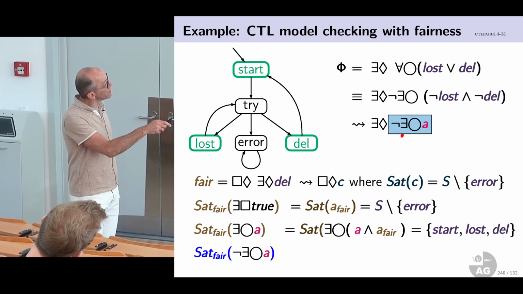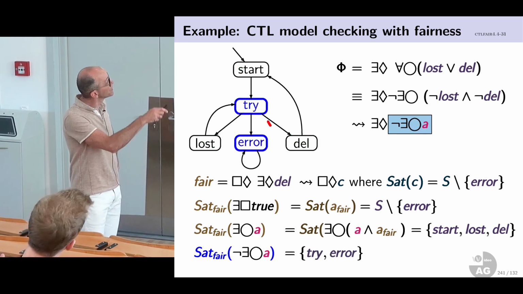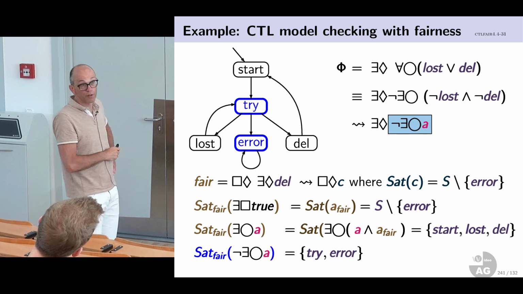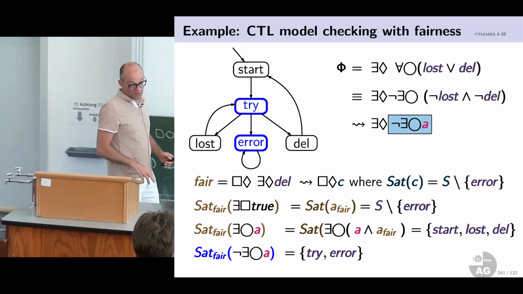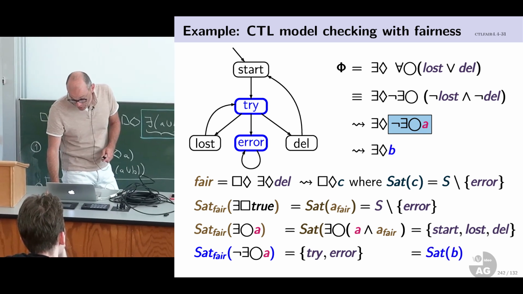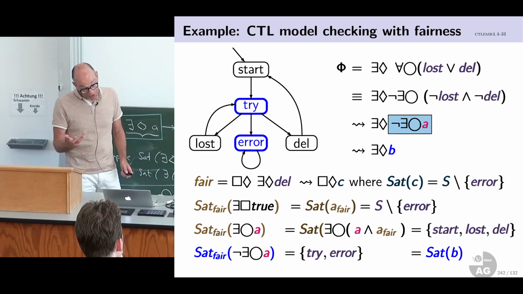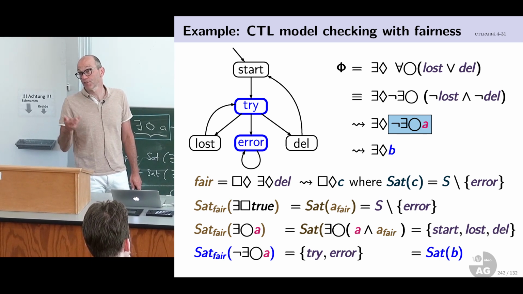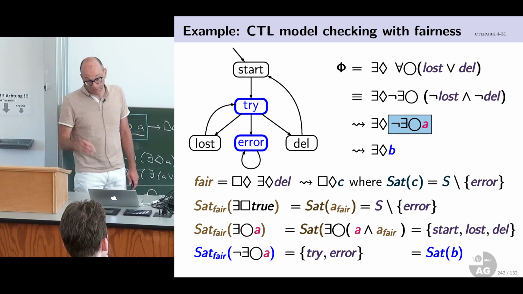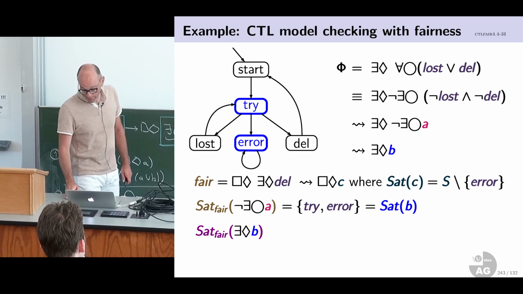So now I have to take the negation. Well, that's easy because now I take the negation of those 3 states, which are the 2 remaining states, which are try and error. That's the complement of the set I just computed. Now I replace them by an atomic proposition, for instance B. So try and error are the only states labeled with B. Now I have to invoke existentially eventually B. How does that work?